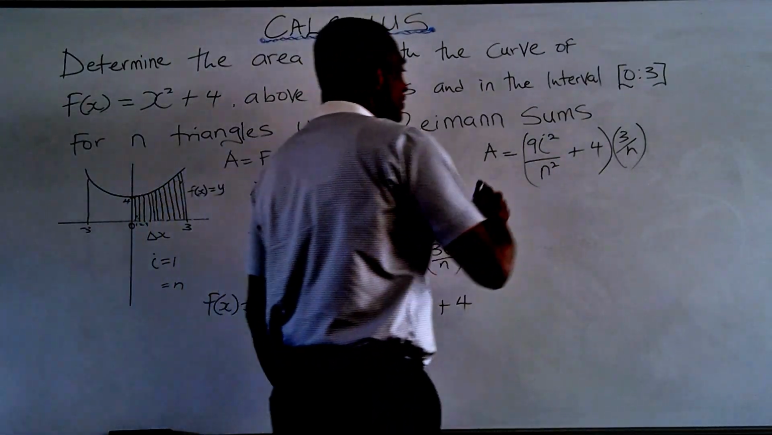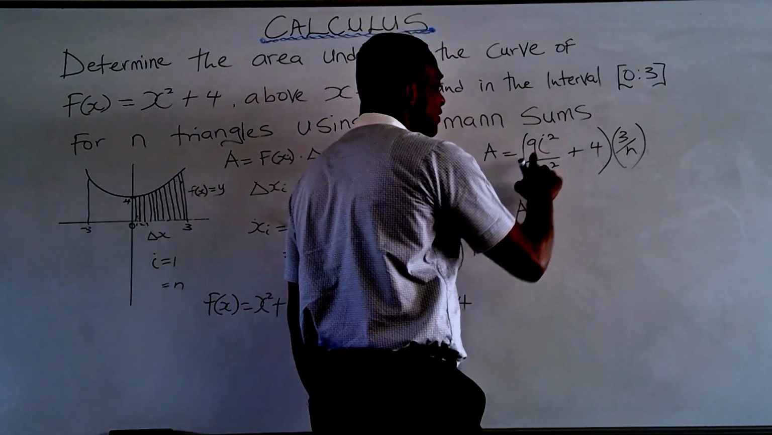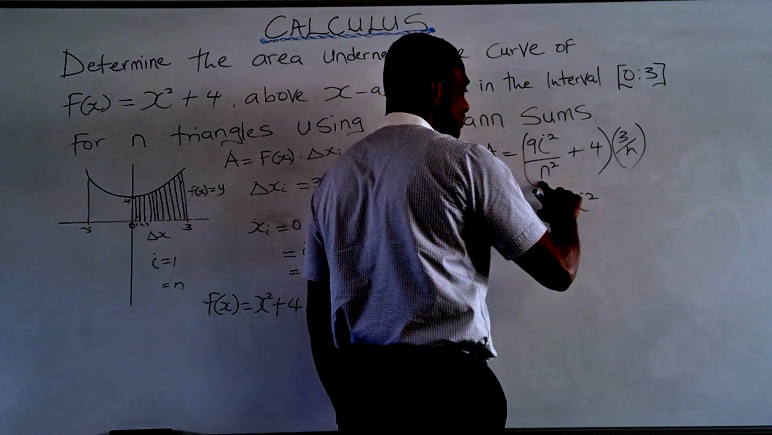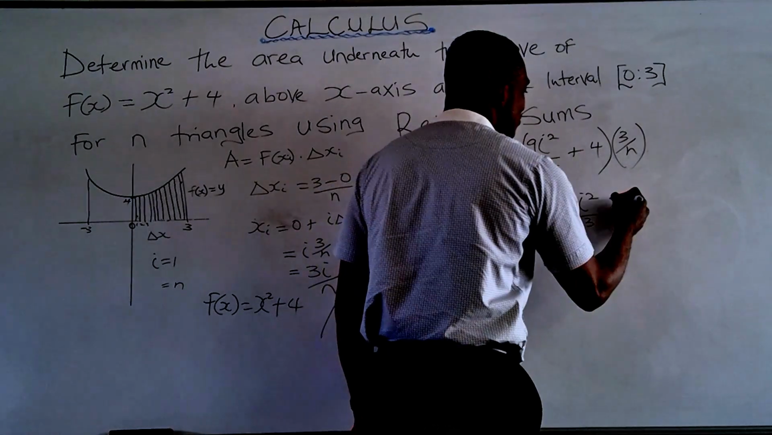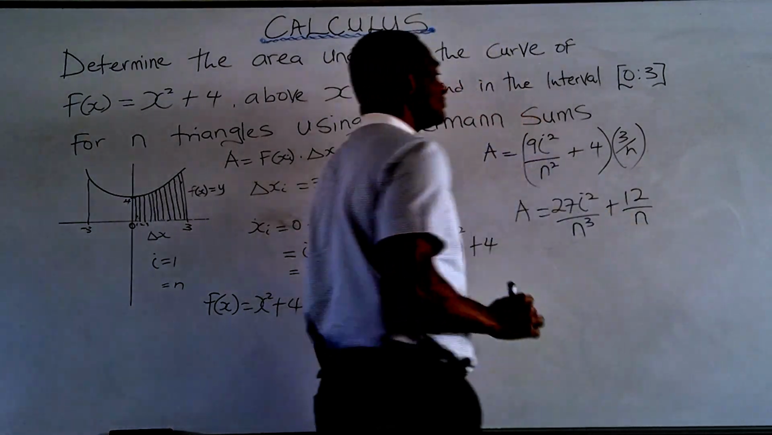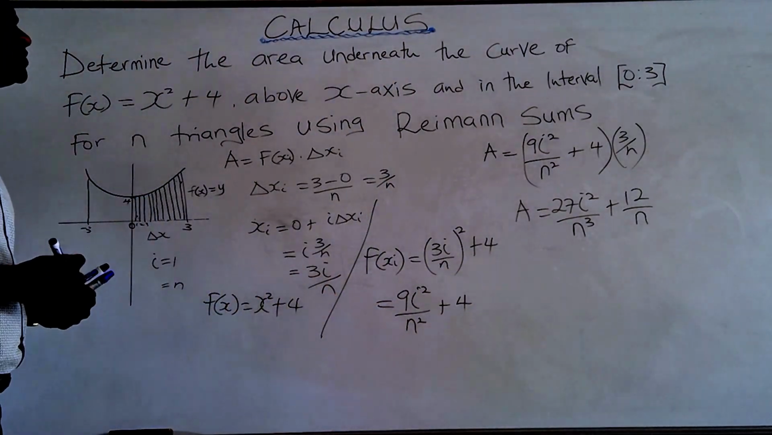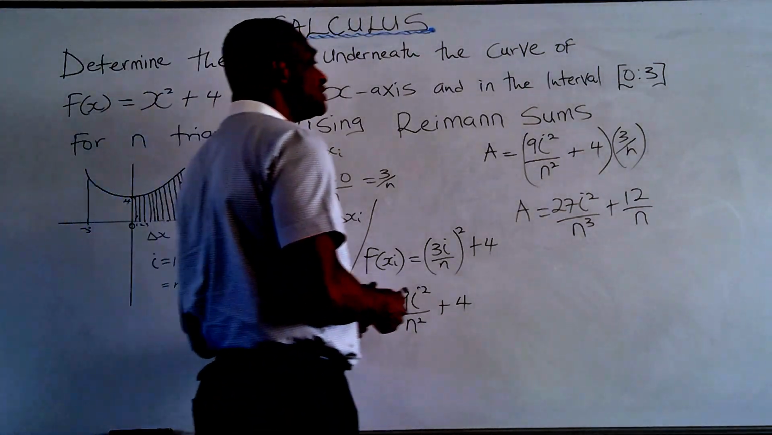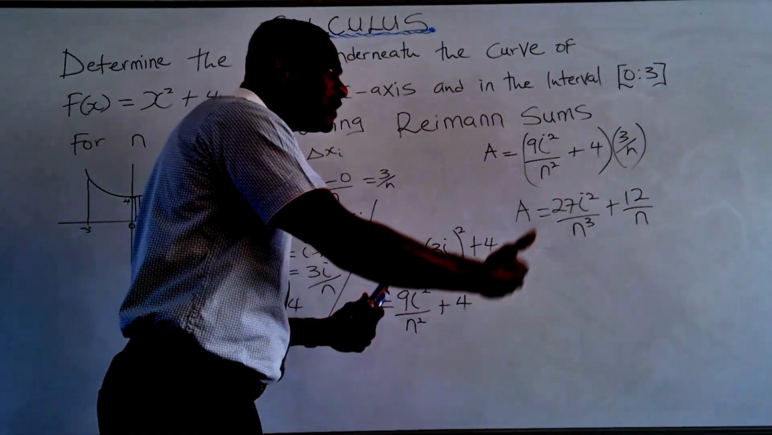Now, we simplify this, so the area for 1 rectangle will be 27i squared over n cubed plus 12 over n. That is the area for 1 rectangle. Now to check for multiple rectangles, remember you do this for one rectangle, do it for another rectangle.